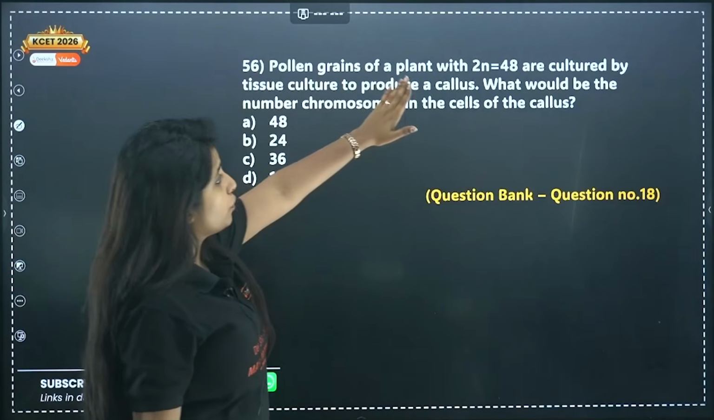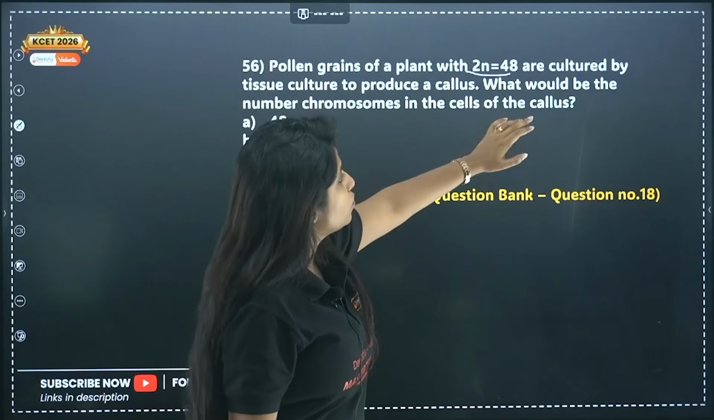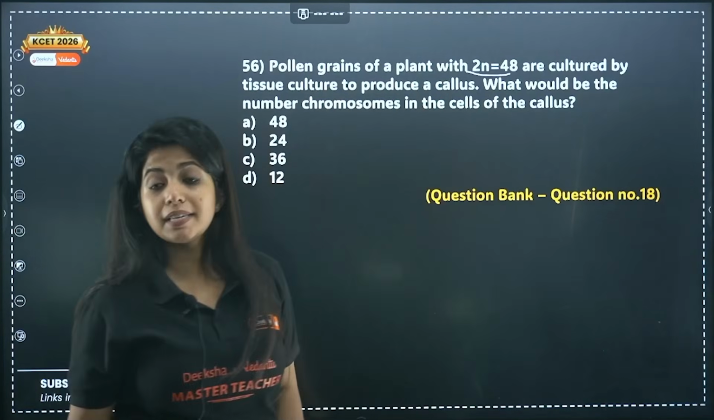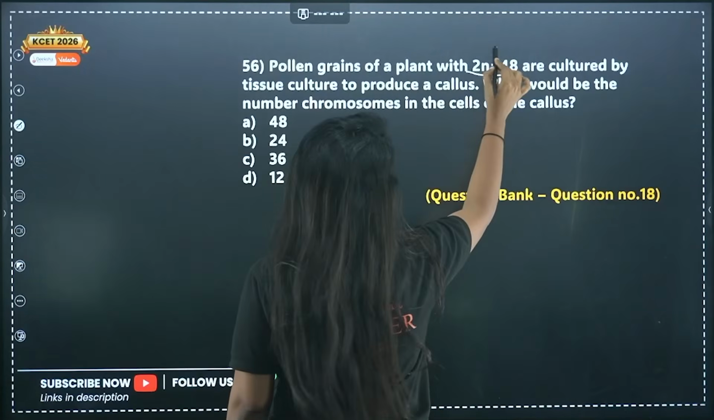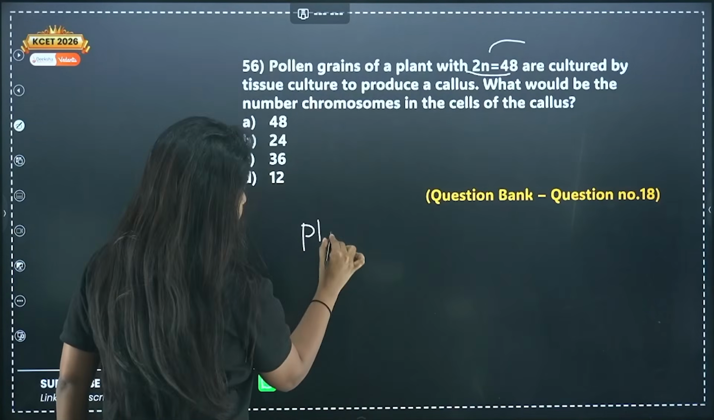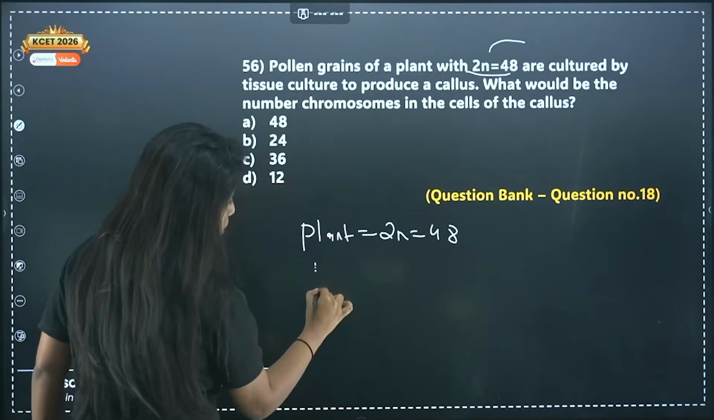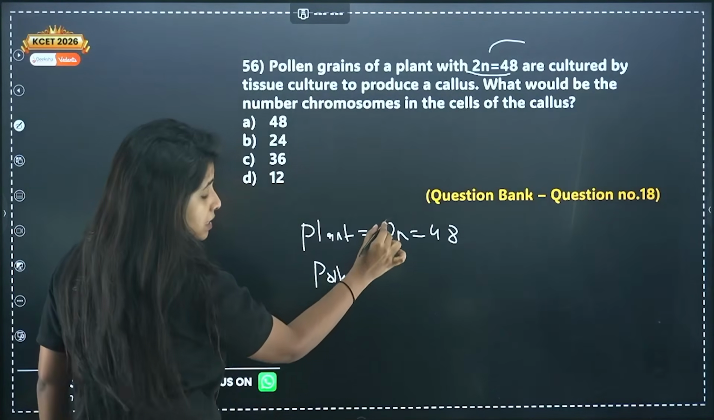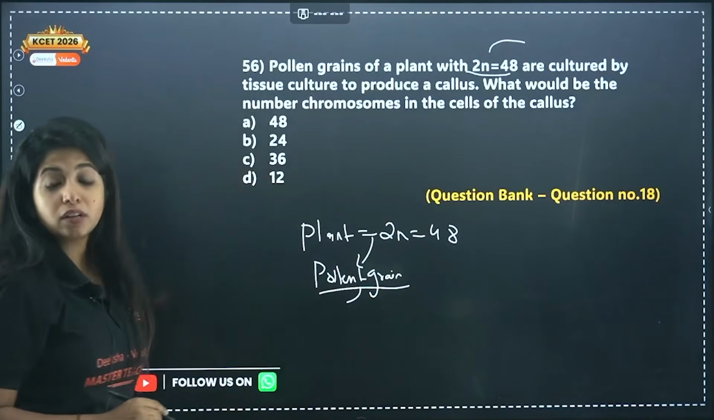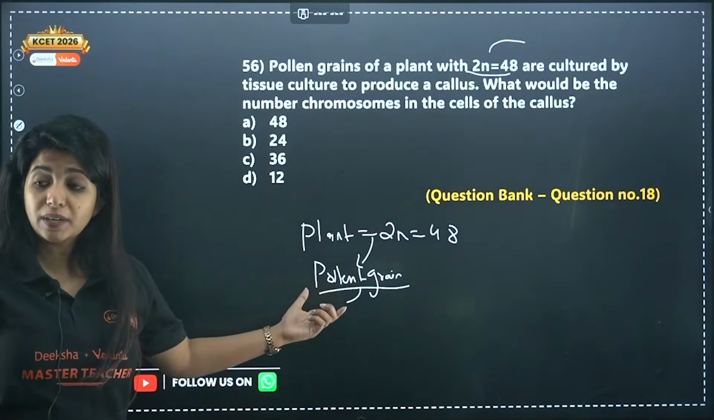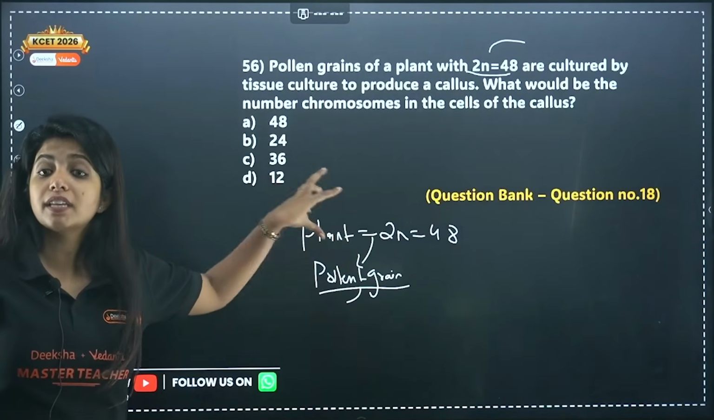Now, pollen grains of a plant with 2n equals 48 are cultured by tissue culture to produce a callus. What would be the number of chromosomes in the cells of the callus? So, pollen grain, my dear children, of a plant which is diploid, has 48 chromosomes. Now you have not taken the plant cells, rather you have taken the pollen grain of this plant. And pollen grain always contains half of the content, because it contains the gametes, which is why it will always have half of what is there in the normal cell.